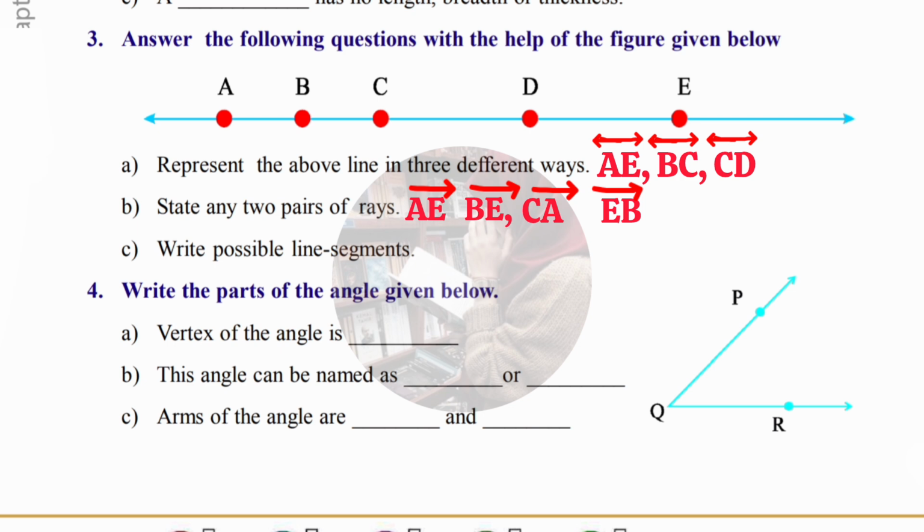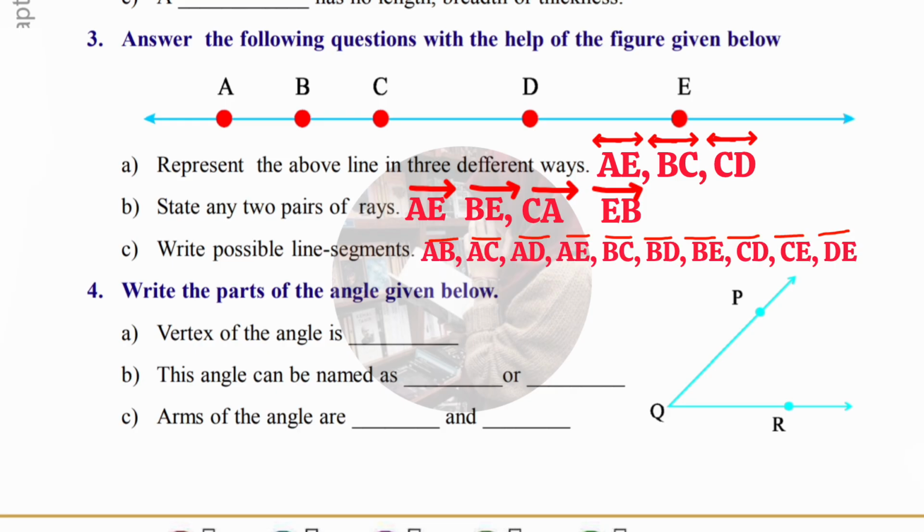Understood? Let's move on to the third question, which is write possible line segments. Here we have to write down the possible line segments by seeing the figure. So write down the answer: AB, AC, AD, AE, then BC, then BD, then BE, then CD, then CE, and then DE. These are all the possible line segments from the figure.